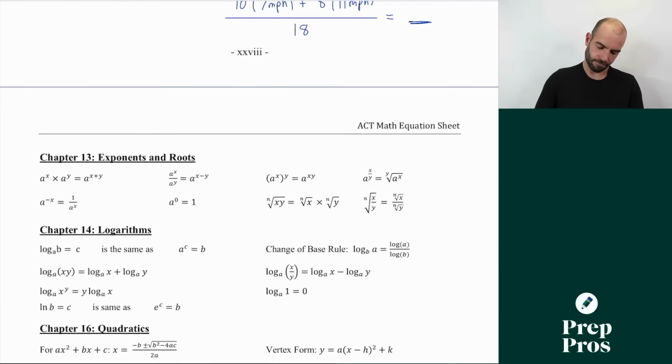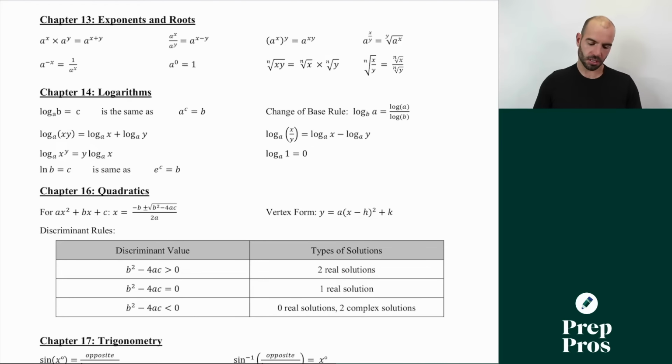All right, for chapter 13, make sure you know all of our exponents and roots rules. Memorize these. First of all, if we multiply exponents with the same base, we add the powers. If we divide exponents, we subtract them. Anything to the negative power is 1 over that to the positive power. Anything to the 0 power is always 1. Also remember, a power to a power is multiplying. So a to the x to the y is a to the x times y.